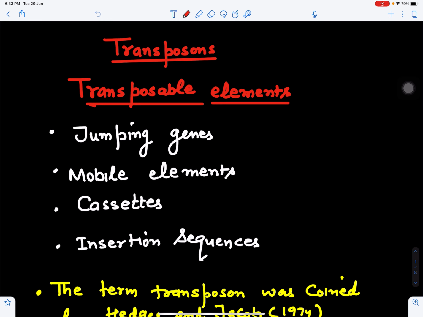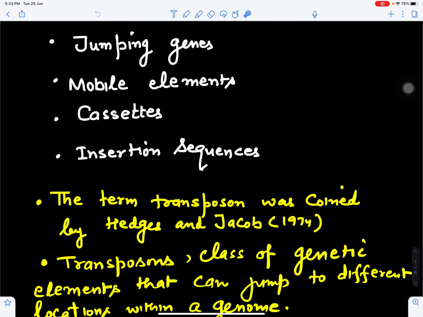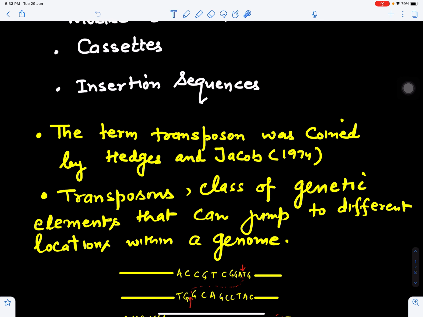In this video, we will discuss transposons. Transposons are also called transposable elements. They are also called jumping genes, mobile elements, cassettes, insertion sequences. This term was given by scientists Hedges and Jacob in 1974. So we can say transposons are a class of genetic elements that can jump to different locations within a genome.